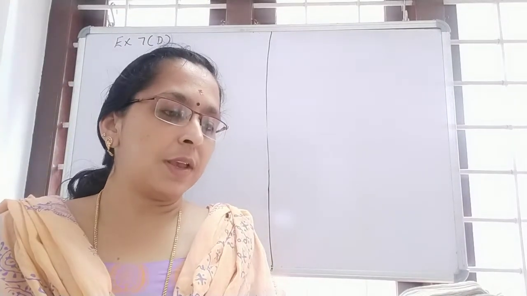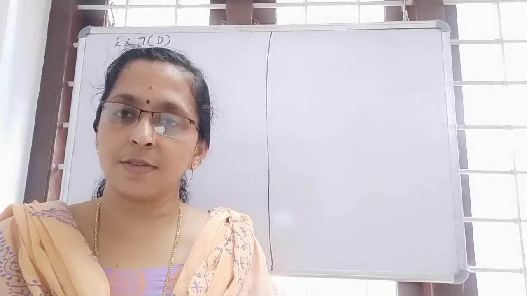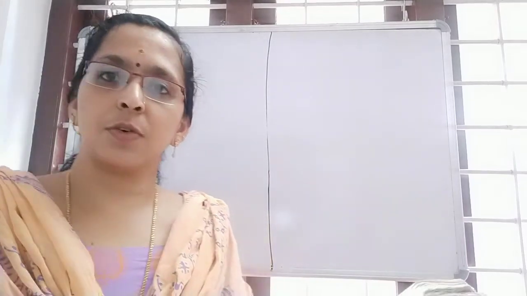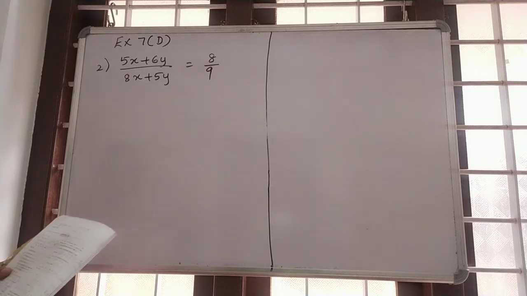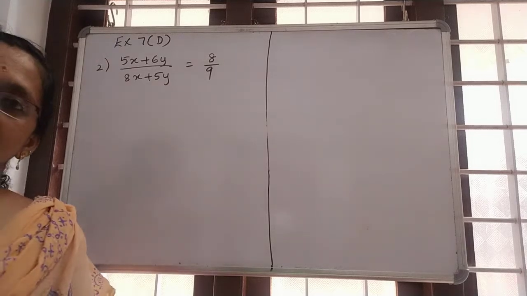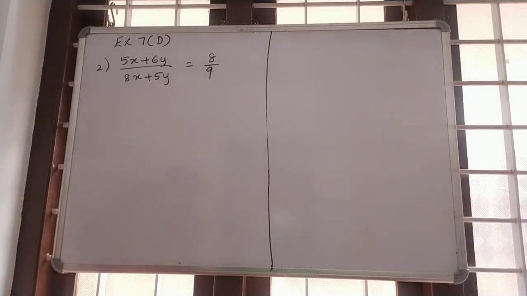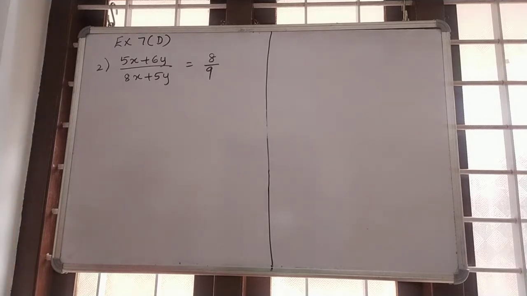5x plus 6y is to 8x plus 5y is equal to 8 is to 9 is given. So we can write it in fraction form. 5x plus 6y divided by 8x plus 5y is equal to, instead of 8 is to 9, we are writing 8 by 9. Here the cross multiplication method is very easy. They have given the alternative method also in exercise 7.9 example 24 direct application. So we can use that alternative method. Alternative method means cross multiplication method.